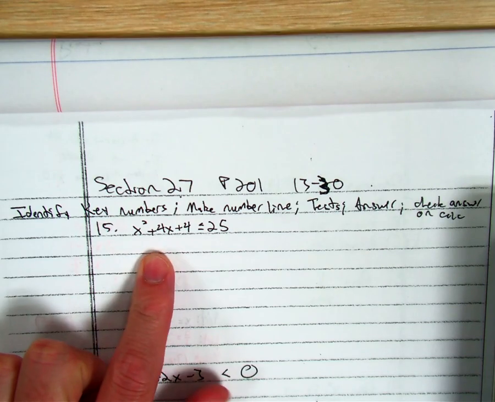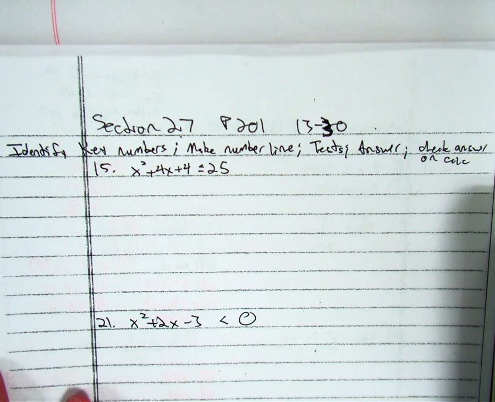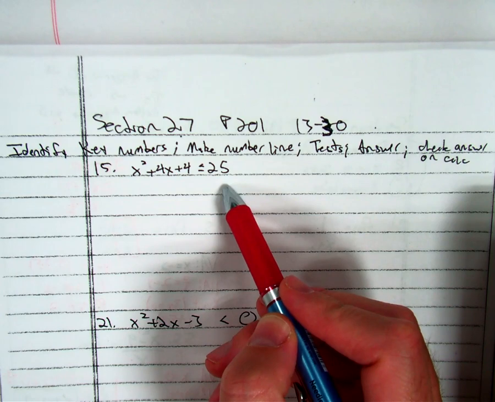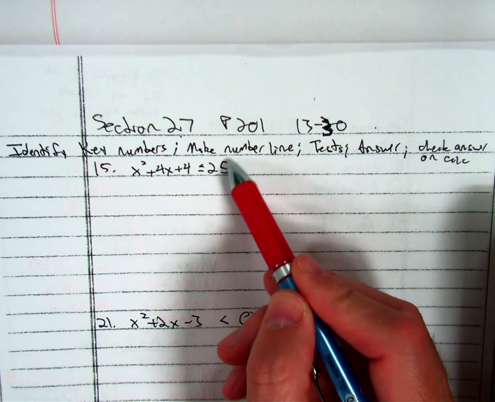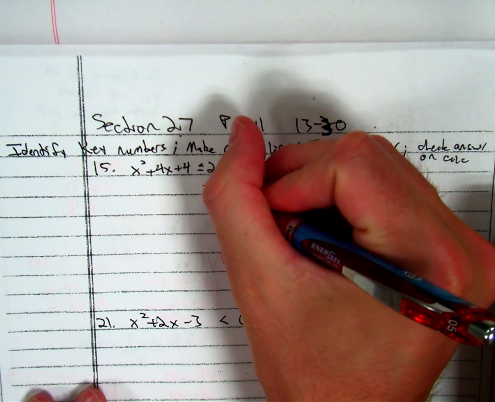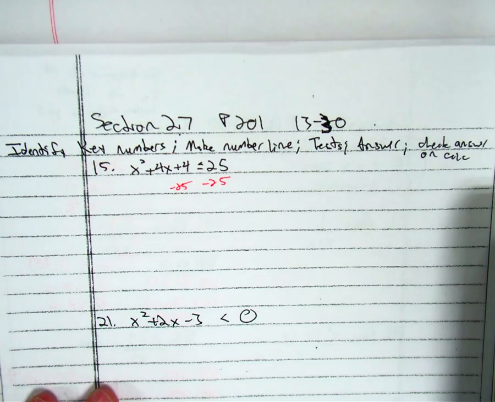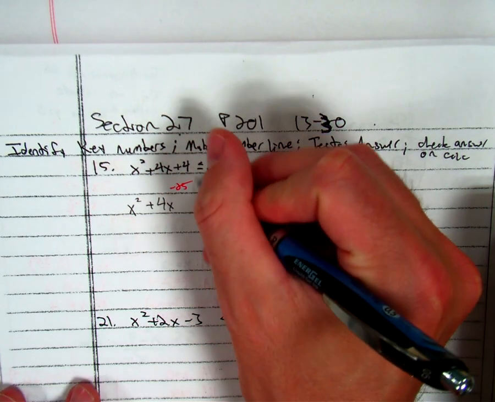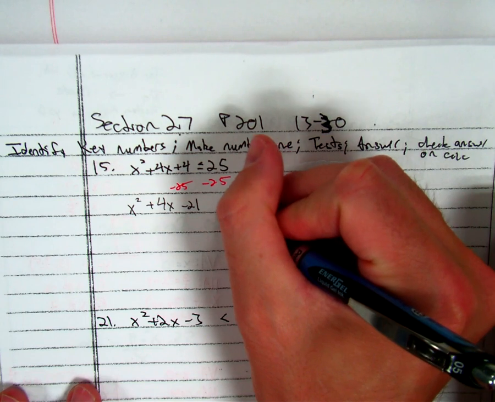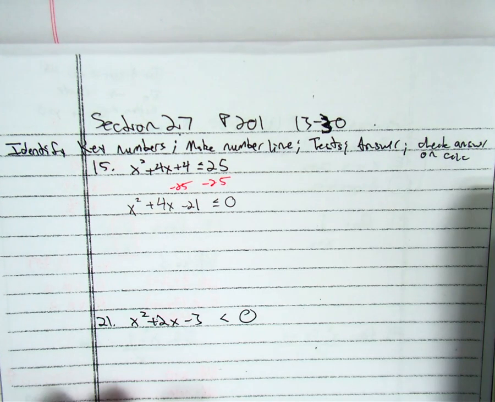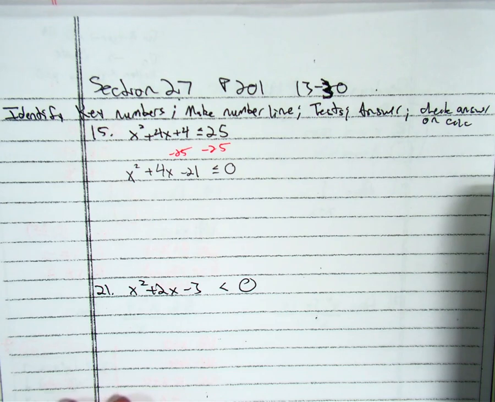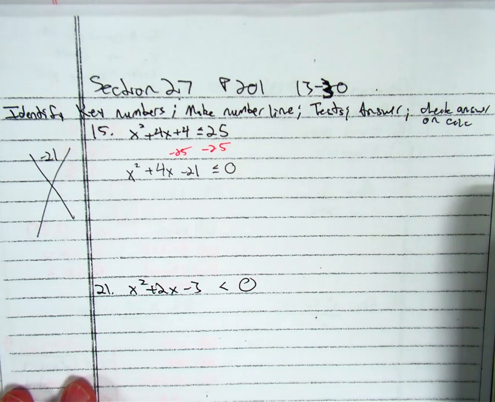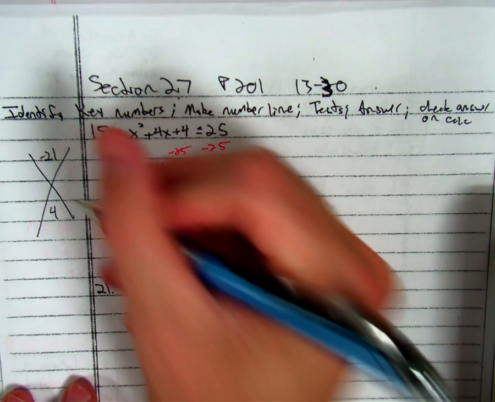So, most of them on our notes today gave us something, something, something, less than or equal to 0. But then there was a couple of them where it didn't. And if it doesn't have a 0 on the right, that's our first step, is actually to make sure we have it with a 0. X squared plus 4x minus 21 less than or equal to 0. And then we factor. We think about what multiplies to negative 21 and adds to 4.